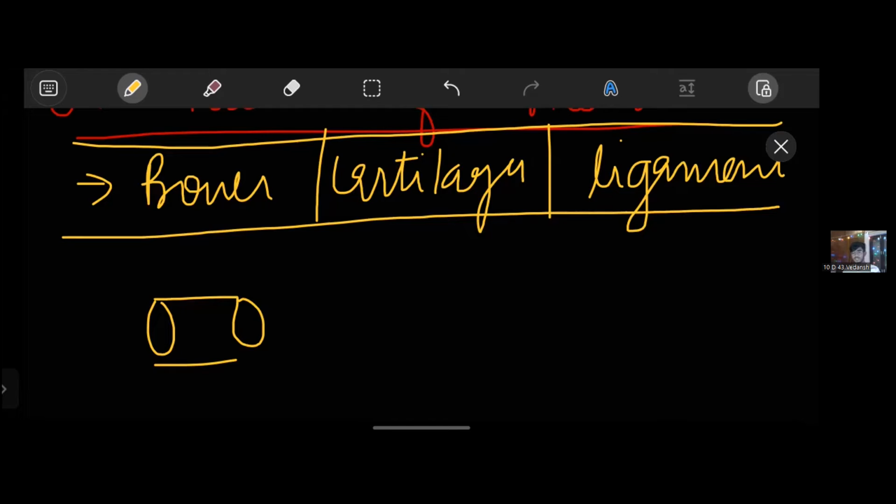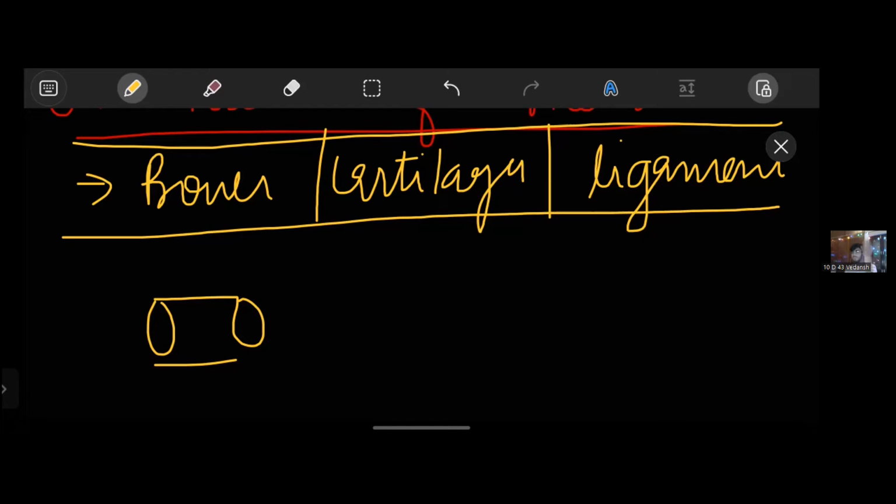So, what are bones? I told you what bones are. Bones comprise our framework of the body. Now, what are cartilages? Cartilages are basically your nose. If you touch your ears, these are cartilages. They are hard, but not that hard. Bones do not move at all, you see.